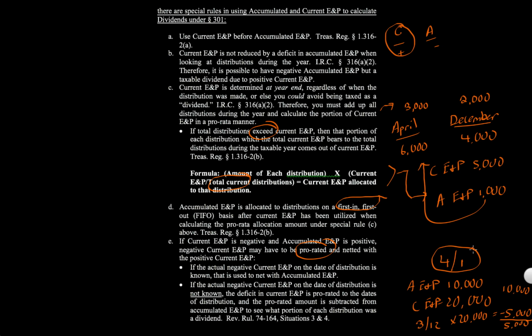But if you have another distribution later on, you still have to prorate that negative current E&P. If you actually know that the negative E&P is attributable to a certain date, then it can all be utilized on that date. The general rule is more common. The specific rule is when you have a certain large transaction.